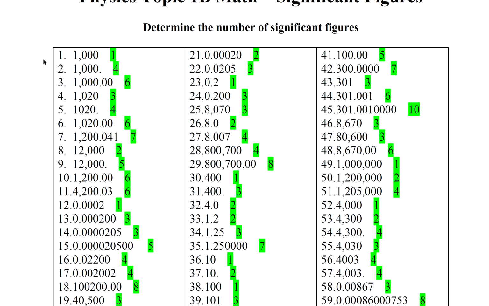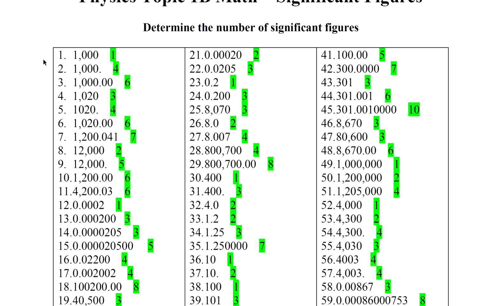Question 3, how many significant figures are in the number 1000.00? The answer is 6. Because if you have a decimal point and any numbers after that decimal point, it's significant, as long as there's a number before the decimal point. So we have 1000.00, each number is significant.